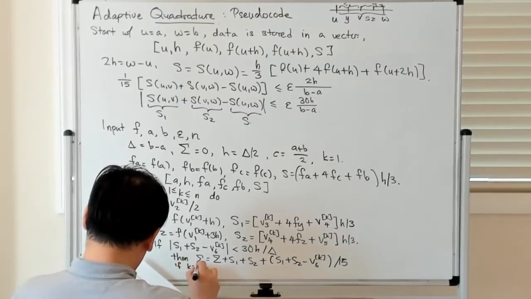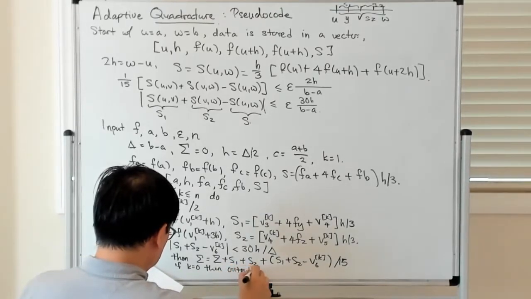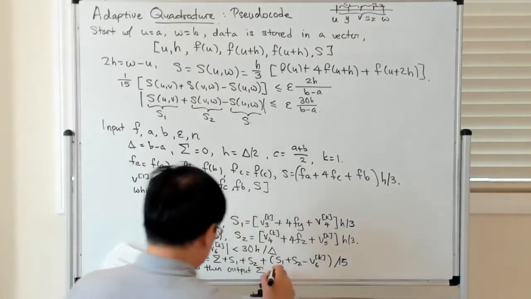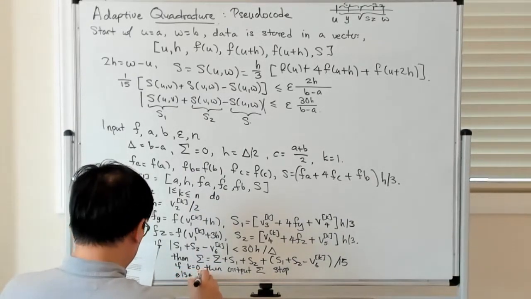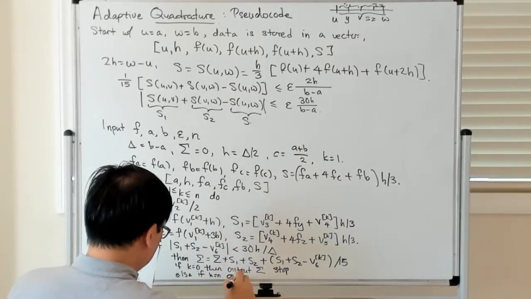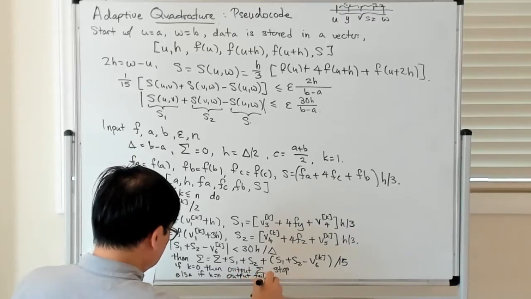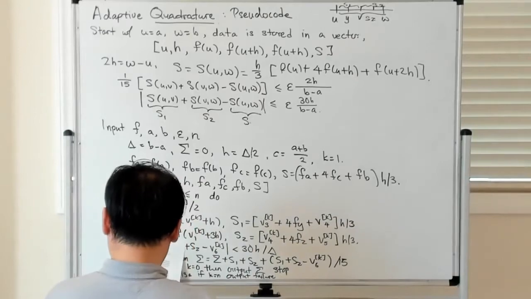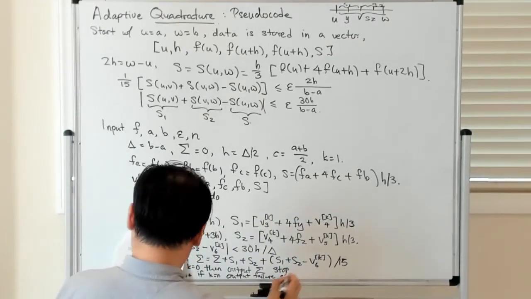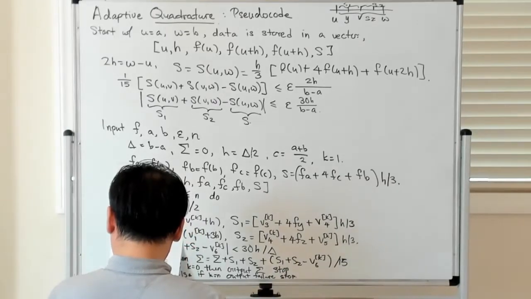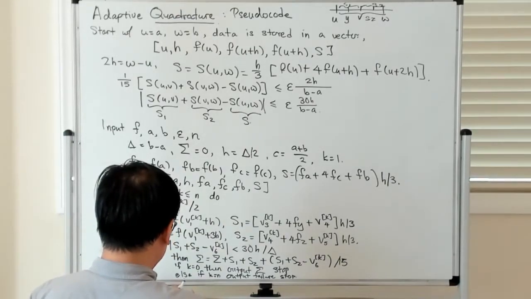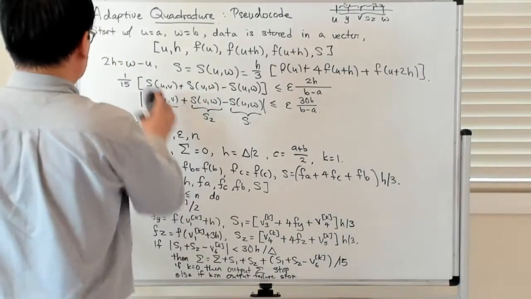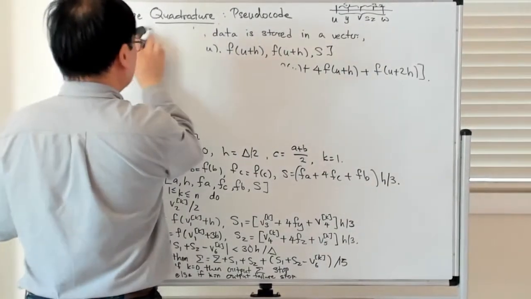Then if k equals 0, then output sigma, and I stop. Else if k equals n, output failure, and I stop. Okay. So not quite done yet.